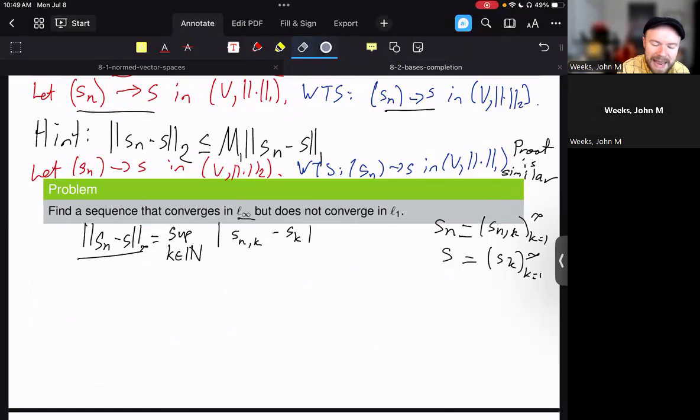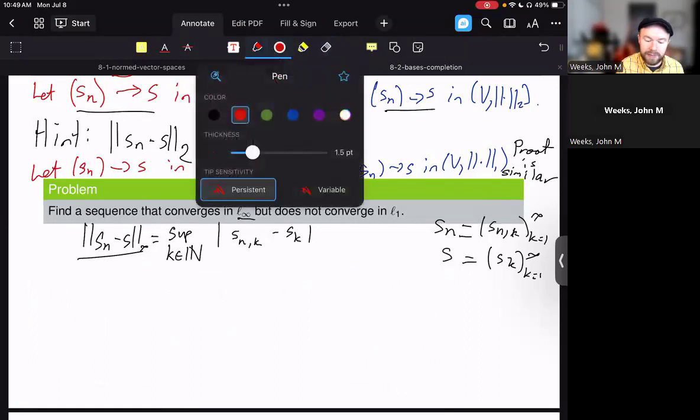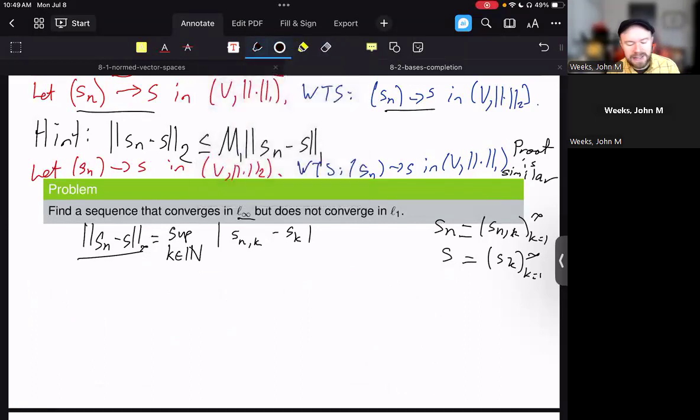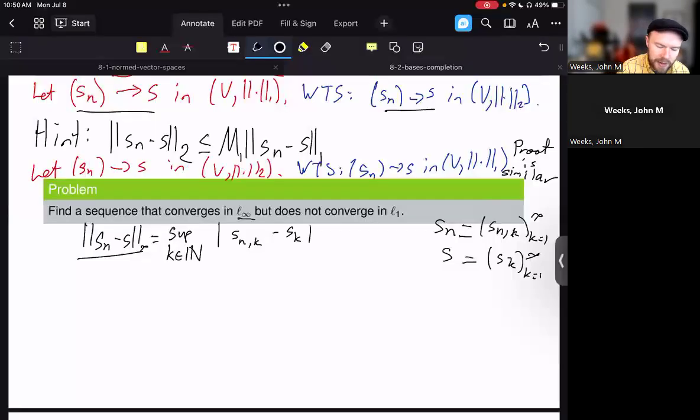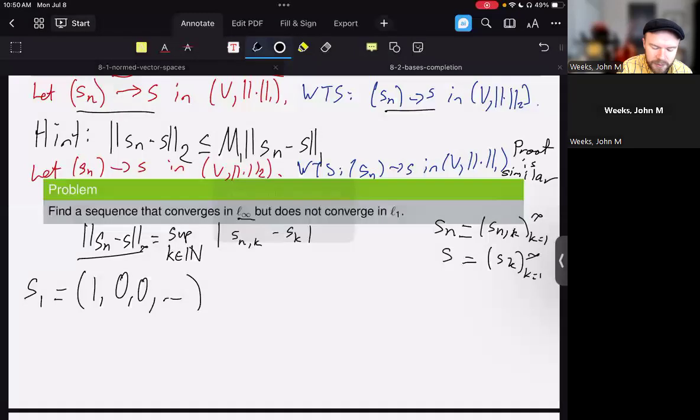But let's go through and actually now find a sequence that converges in little L infinity, but does not converge in little L1. So let's see if we can find out what that might look like. Here's one that we could try. Let's take S of 1 to be equal to the sequence of 1, and then 0, and 0, and so on and so forth, kind of like the same start as the one that we just gave as our previous example. What about S of 2?